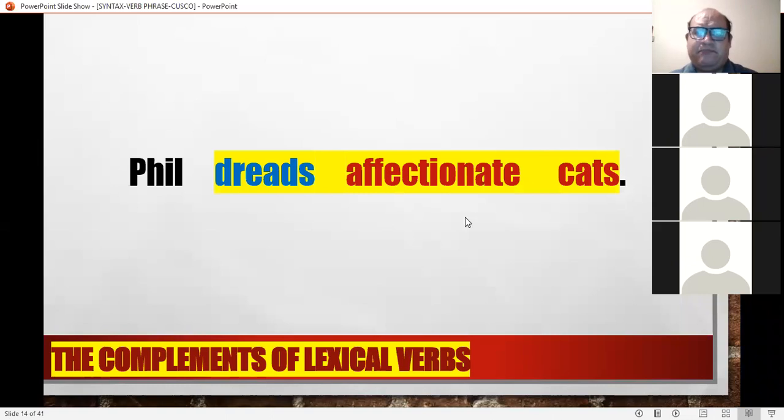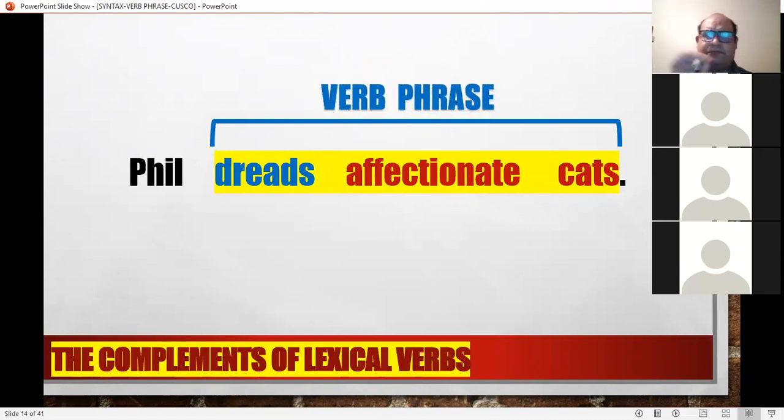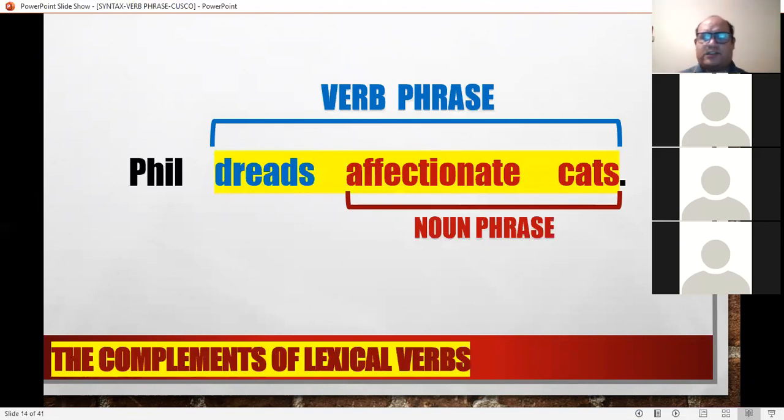So you have the verb. No, you have the verb phrase. Remember, all of this is the verb phrase. Dreads affectionate cats is the verb phrase. Affectionate cats, it's a noun phrase. Remember what we talked about last class, all right? We were talking about the noun phrase, okay? So we could use adjectives, and then a noun. Remember that the major part in a noun phrase is the noun. And we can add any other words.